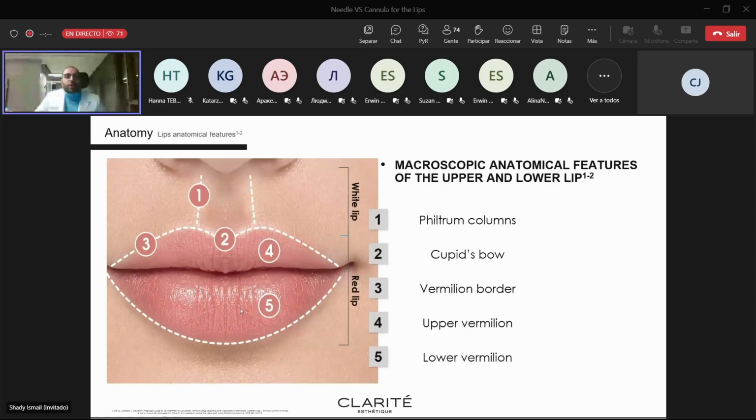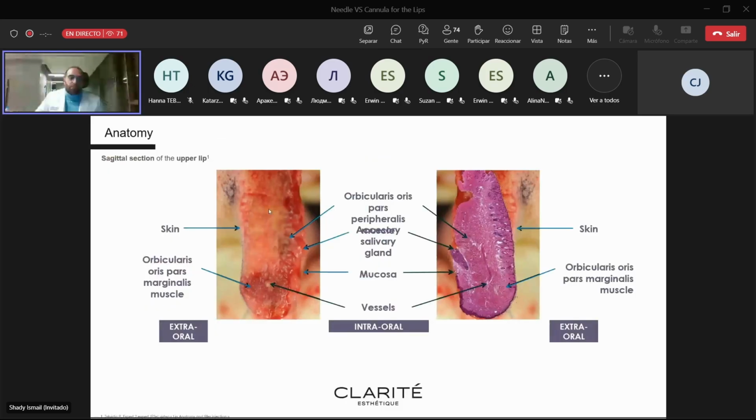If we took a sagittal cross-section of the upper lip, we'll have the intraoral part and we'll have the extraoral part. Intraoral part, we all know the muscle, orbicularis oris muscle. So here's the inner part, which is orbicularis oris pars profunda, and we'll have also accessory salivary glands, as we see here, and the mucosa, and vessels, but vessels mainly intramuscular. And then the outer part, the extraoral part, I will have the orbicularis oris pars marginalis muscle and the skin.